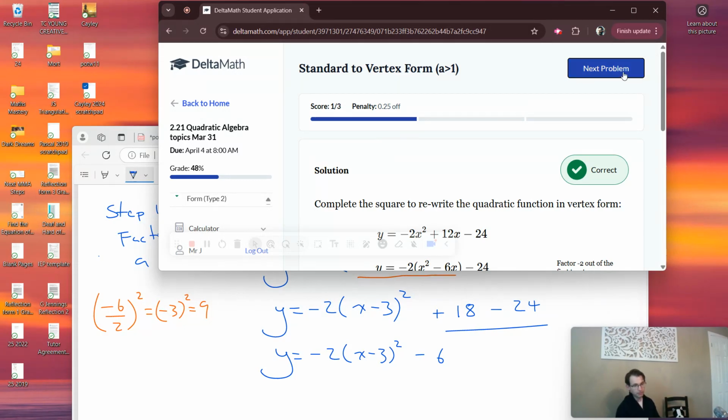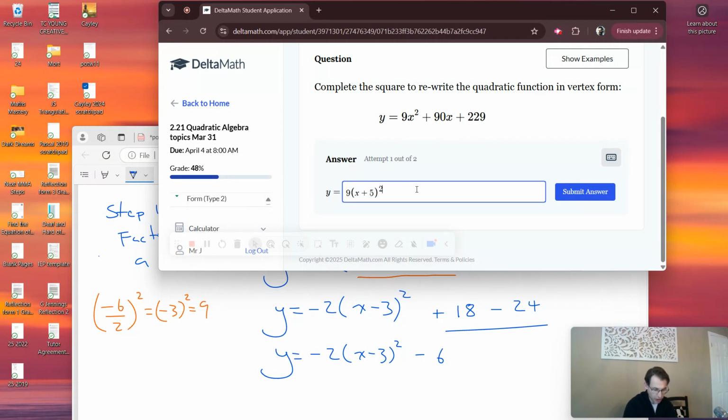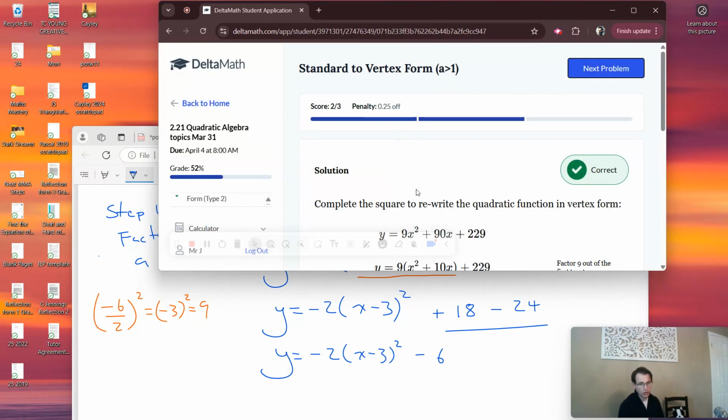Let's do the next one. Okay, let me showboat. I'll do this one in my head. y = 9, that's going to factor out. This is going to be (x + 5)². And then we've got to subtract 25, plus 4. I can do these in my head, you know.